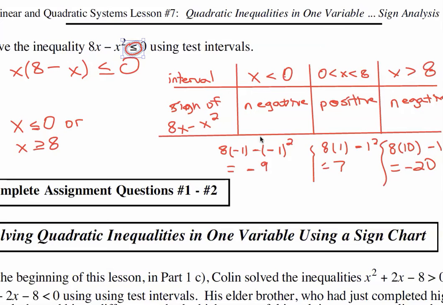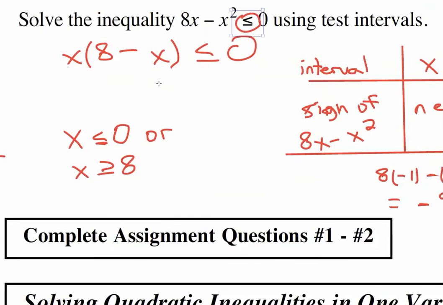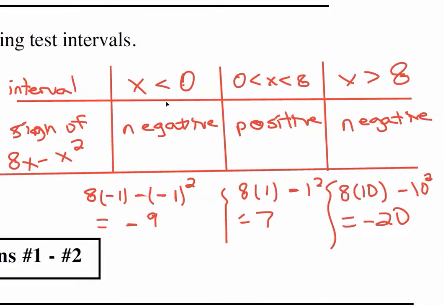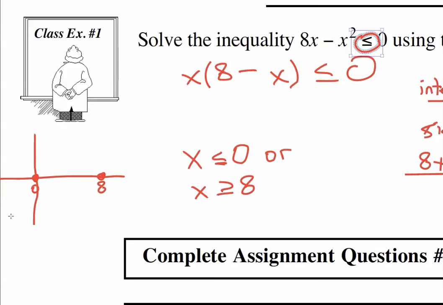Again, just to reiterate what this means, if we want to look at this graphically, I have my 2 points for my test intervals, 0 and 8. Well, what this means is that when x is less than 0, I have some negative value. When it's between 0 and 8, it's positive, and when it's greater than 8, it becomes negative again. That's all we're doing. We're doing this simply without actually needing to draw the graph.